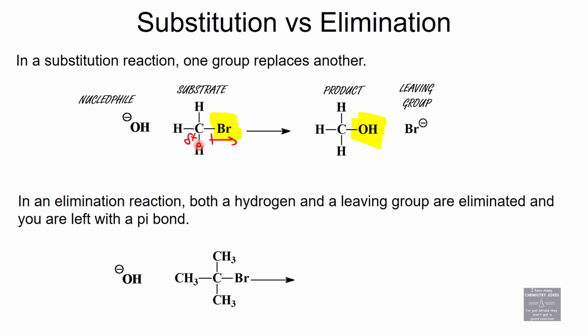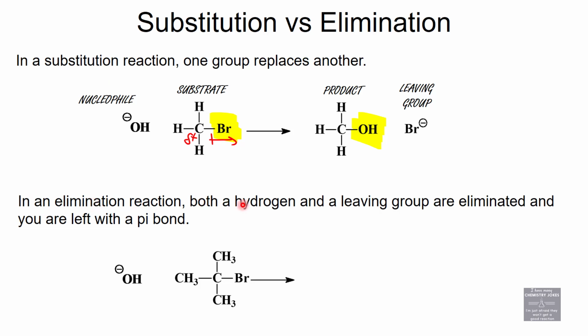So Chapter 9 is all about substitutions and eliminations. We're going to use alkyl halide substrates in all of Chapter 9, alkyl halides as substrates, but we will use a ton of different nucleophiles to make a ton of different types of products. But every time the substrate is going to be an alkyl halide. That's substitution. What about elimination?